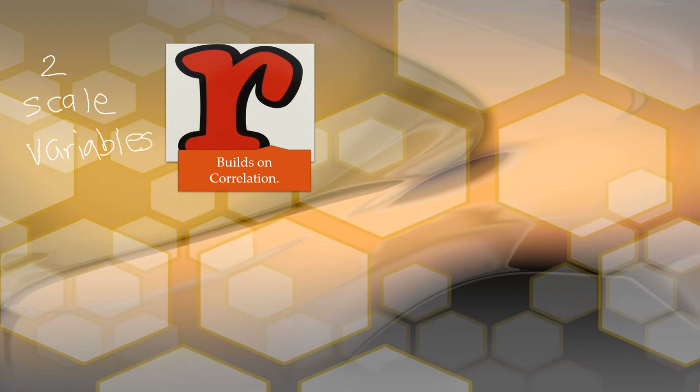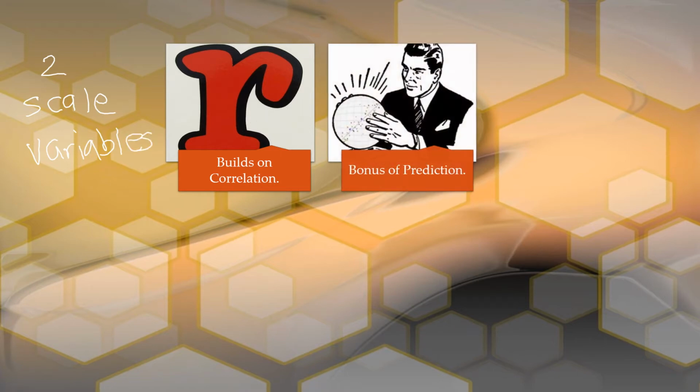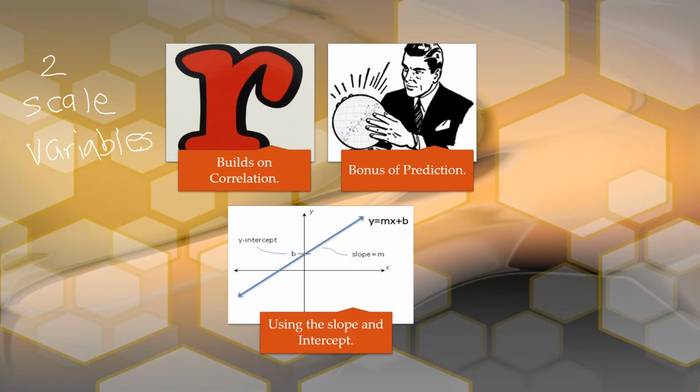But what's a little bit different is that we have a bonus of prediction, meaning that we can predict y with x, or we can predict our outcome variable with our predictor variable, or you can say we can predict our dependent variable with our independent variable, depending on what type of design we have. So you can have experimental or non-experimental. Anyways, we predict this with a line, and we can give our line an equation here.